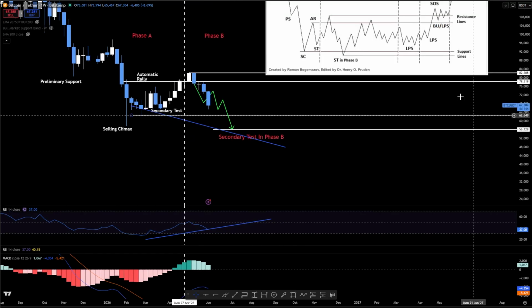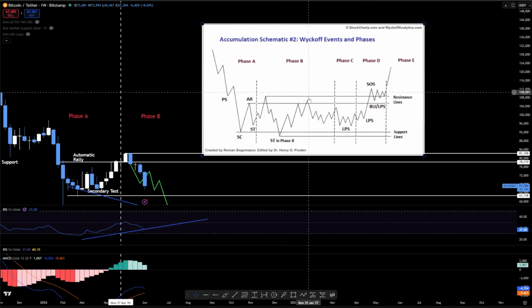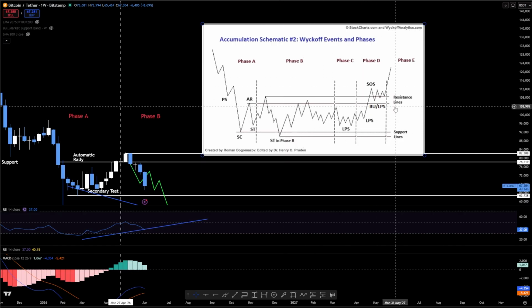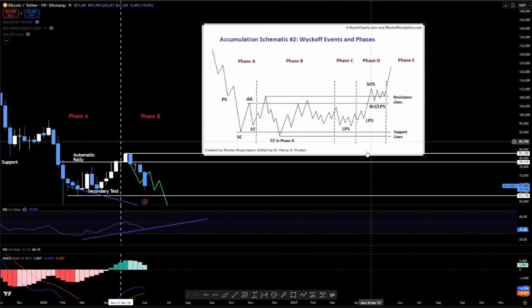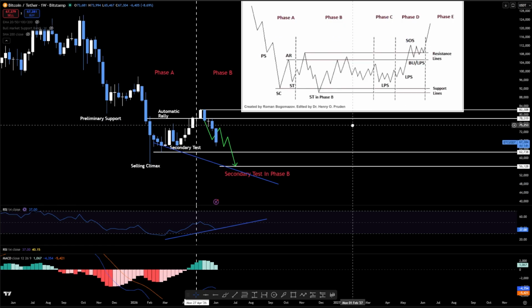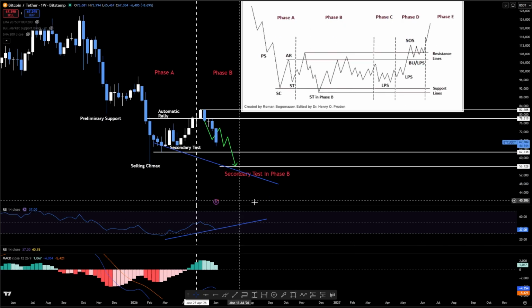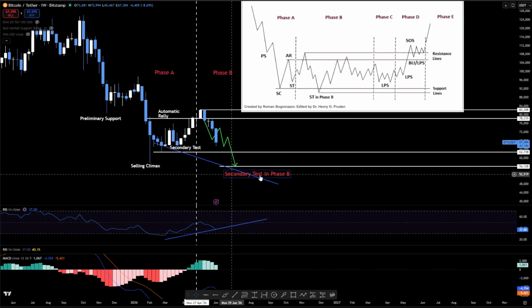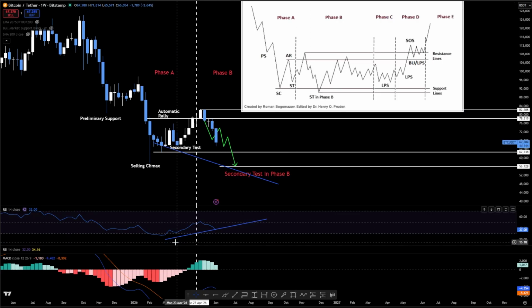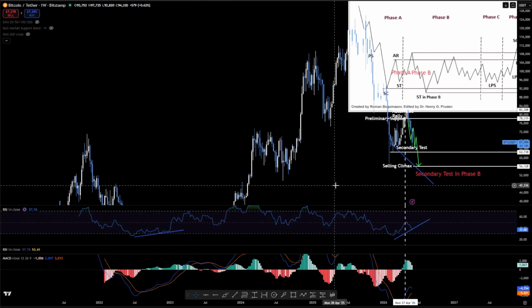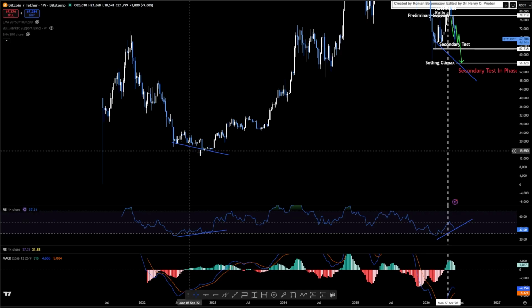Followed by that, what you're going to expect is we're going to have this little bit of consolidation before we hit phase C, D, and E, before the market reverses towards the upside and we start a new bull cycle for Bitcoin. So if you guys are paying attention right now, mark out these levels, take note of this bullish divergence forming.